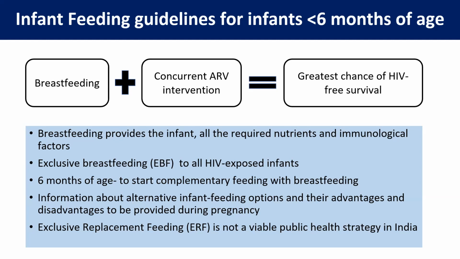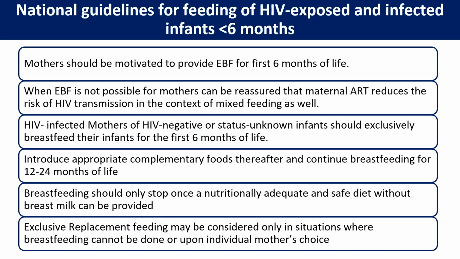These are very rare cases where a mother may opt for that, but as a common practice, as public health practitioners, we need to always promote and advise exclusive breastfeeding in these people also. Now, what are the national HIV guidelines for infants less than 6 months? The mother should be motivated to provide exclusive breastfeeding for 6 months of life.